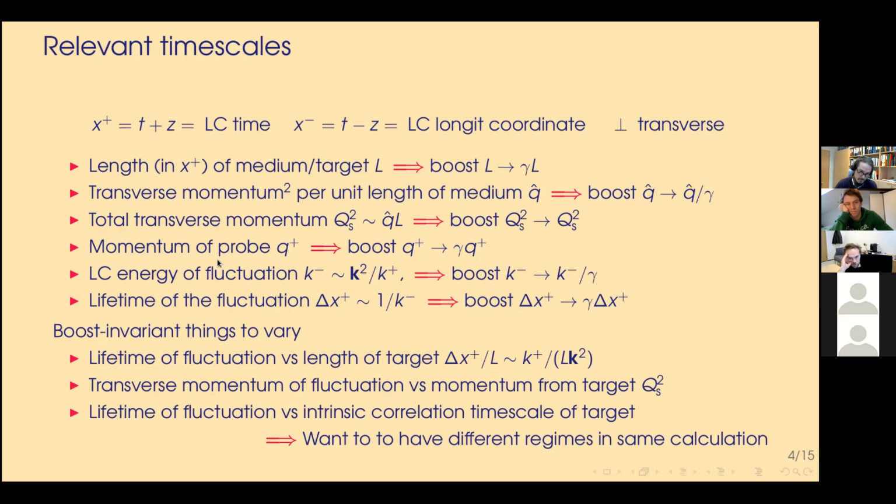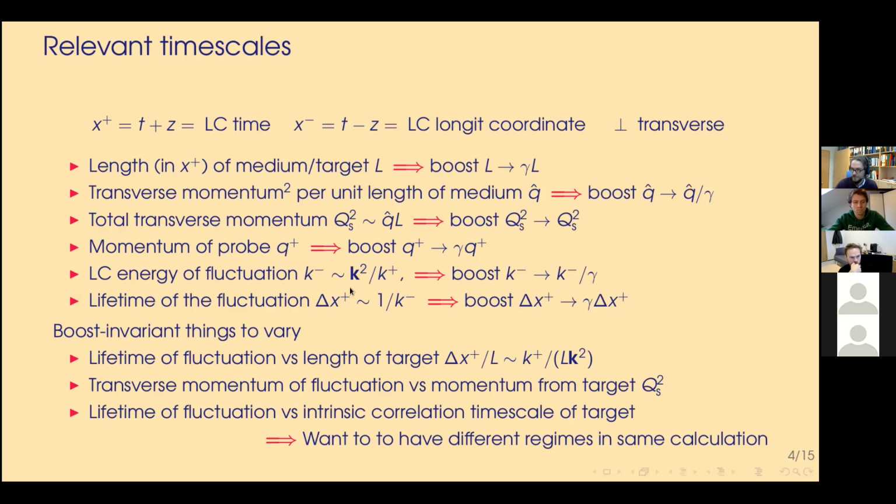The probe has some longitudinal momentum, q plus, meaning energy plus p_z. When you boost, you increase the energy of this longitudinal probe. The momentum also has a light cone energy. What is light cone energy? K minus is the light cone energy. Why? Because it is the Fourier conjugate to x plus. Energy is by definition the quantity that is conjugate to time, and if x plus is your time, then K minus is by definition your energy. So K minus is the light cone energy.